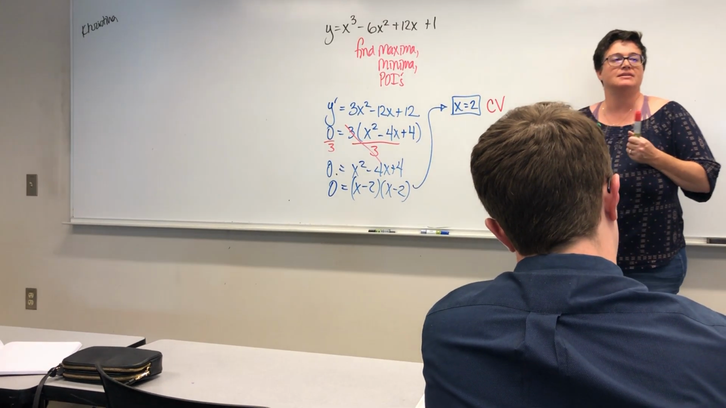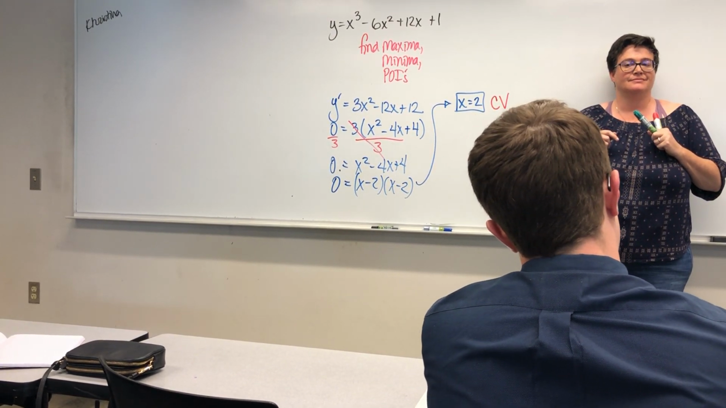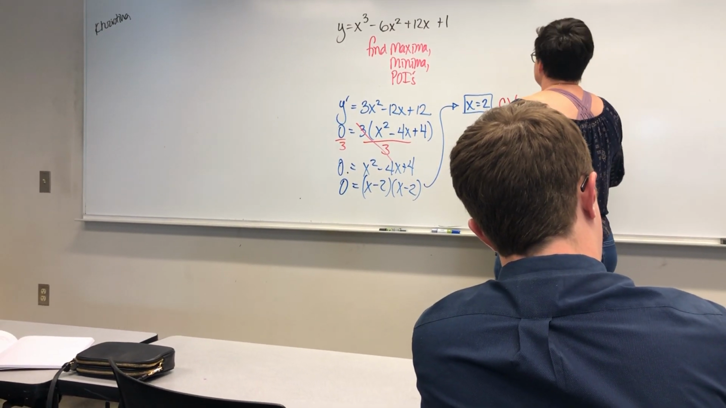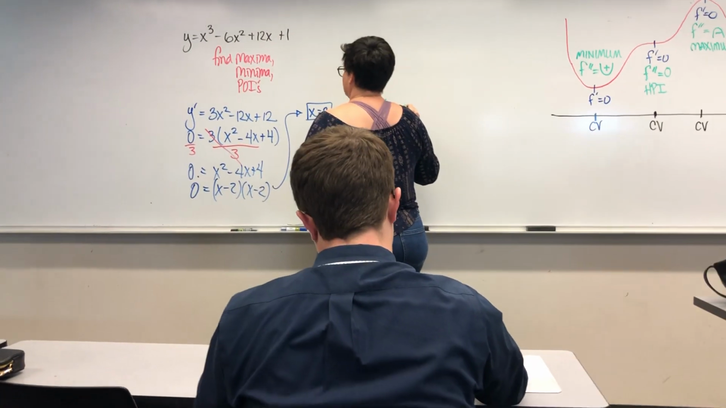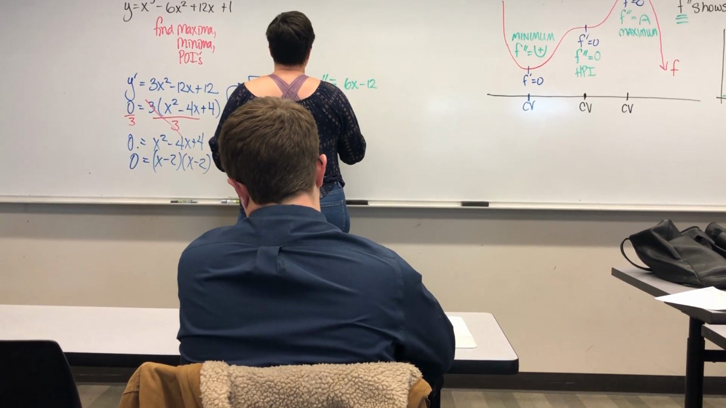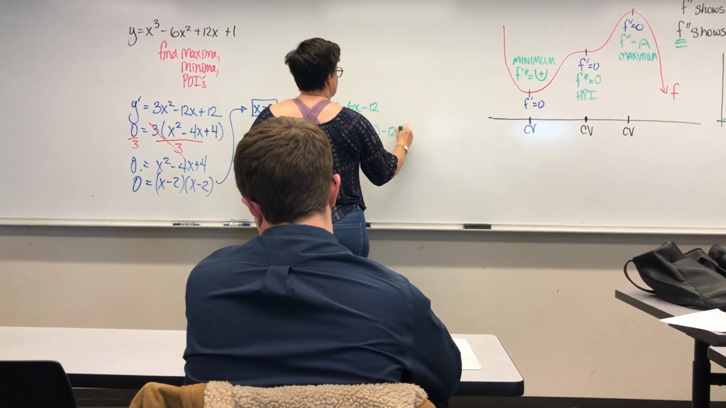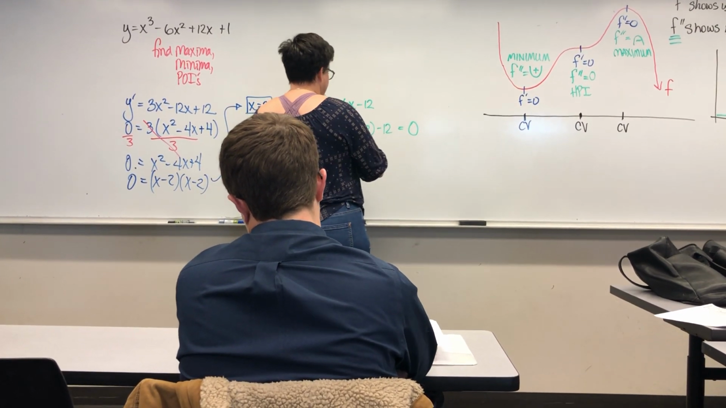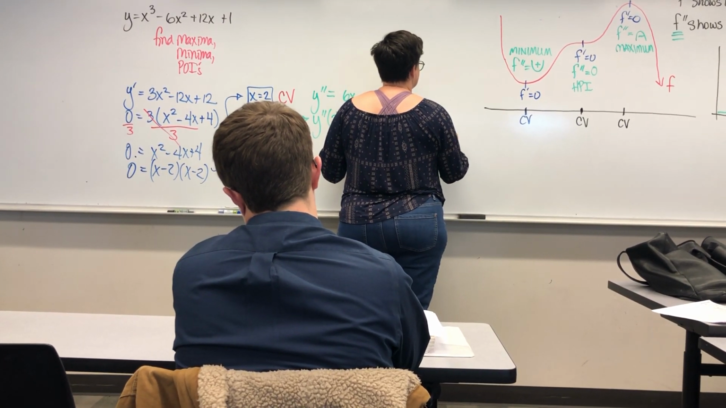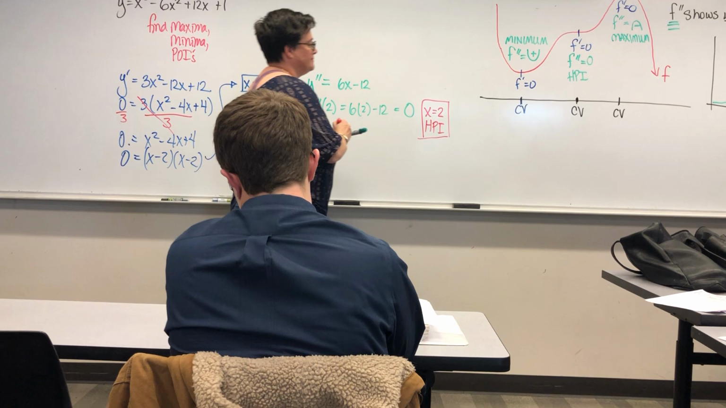Now, what is this critical value? Is it a max, is it a min, is it an HPI? How do we find out? Plug it into the second derivative and look at the sign of the answer. So what's my second derivative? 6x minus 12. And now I plug my 2 in, right here, equals 6 times 2 minus 12 equals what? 0. x equals 2 is an HPI because it has a slope of 0 and a concavity of 0.